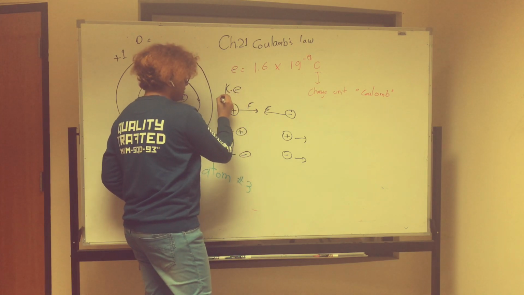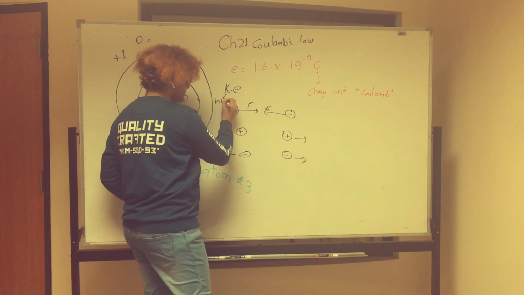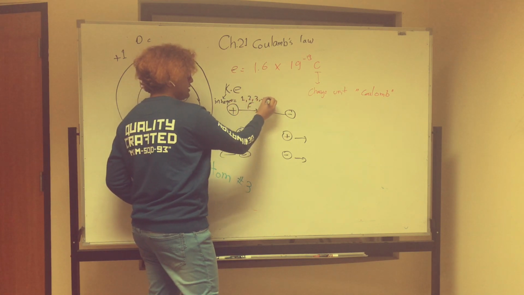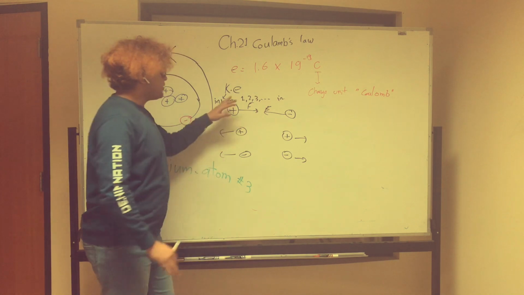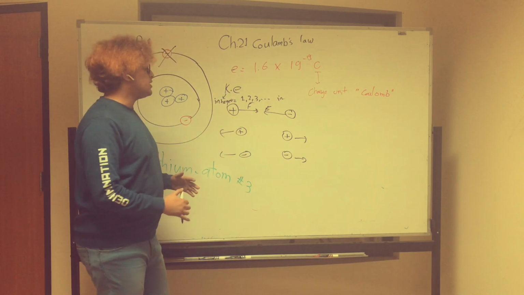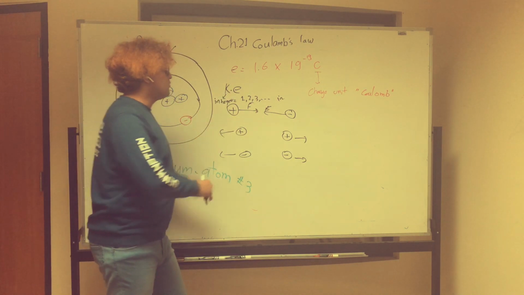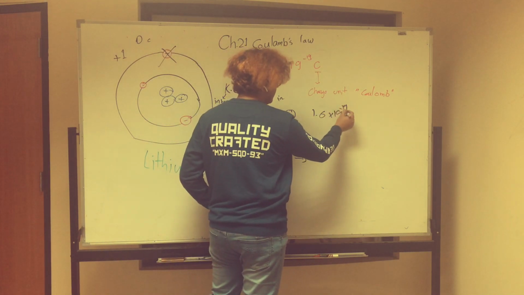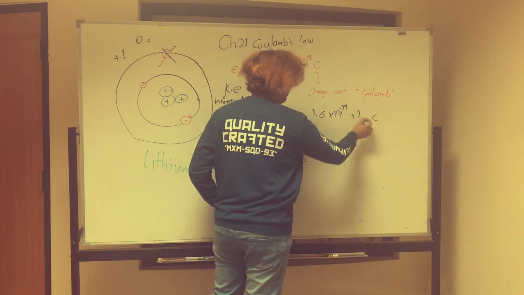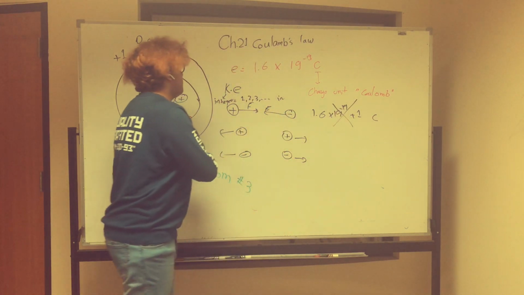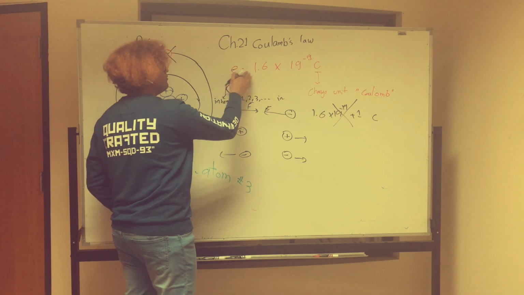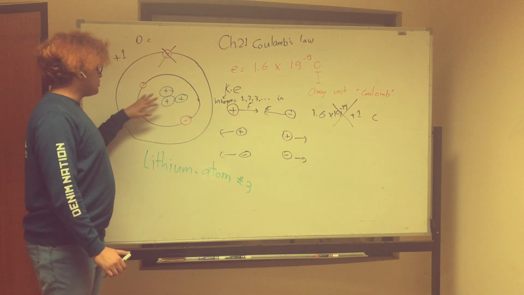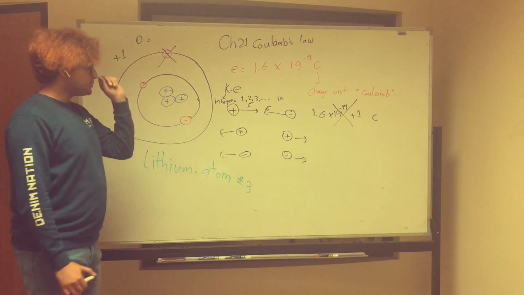Q equals n times e, where n is an integer: 1, 2, 3, and so on. Charge is quantized. You cannot have a charge of, for example, 1.6 times 10 to the negative 19 plus 1 coulomb. This is impossible. We only have multiples of e. e is the fundamental charge, the charge on a proton and on an electron.